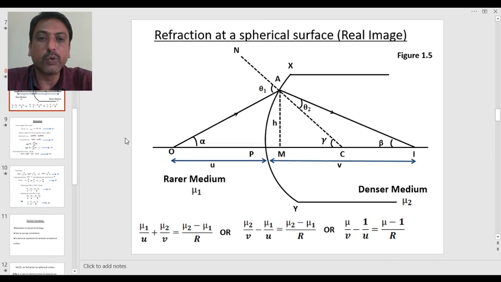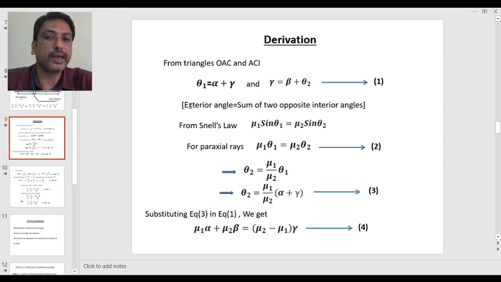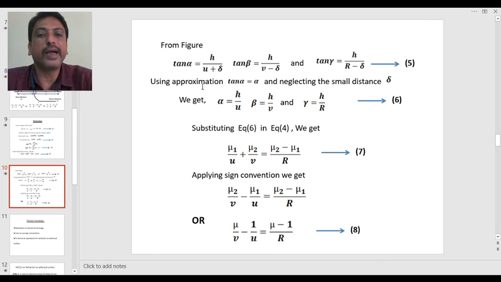In brief, I will let you know what we have done and how we have proved this refraction formula with respect to this ray diagram. In the beginning, we took the values of theta 1 as well as theta 2. This theta 1 is found to be equal to the sum of alpha plus gamma. And this gamma is equal to theta 2 plus beta, by using the geometrical theorem that an exterior angle is equal to the sum of two opposite interior angles, and this is the Snell's law which I have used. From that I get an expression for theta 2, and substituting this theta 2 in equation 1, I get equation 4. In this equation 4 I have to get the values of alpha, beta and gamma. This is done by taking tan values of alpha, beta and gamma, and by assuming tan alpha is equal to alpha and neglecting delta, I get the values of alpha, beta, gamma as h by u, h by v and h by r.